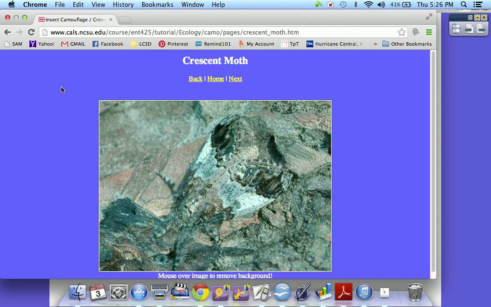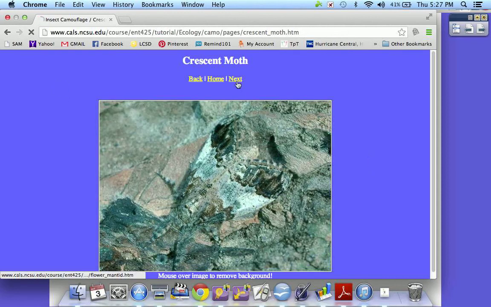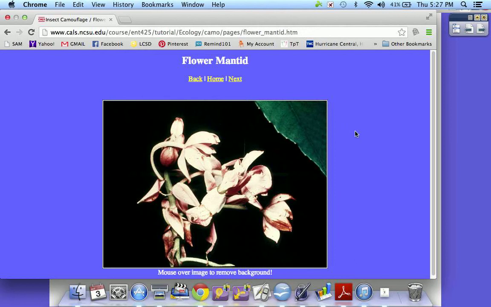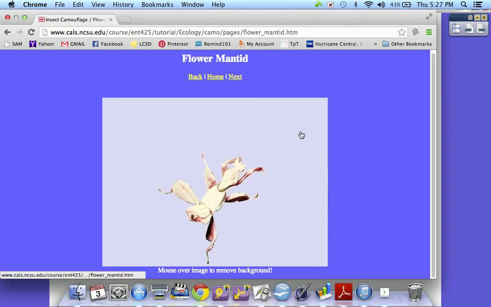The crescent moth. The crescent moth has adapted its colors in order to look like its surroundings. The flower mantid, this bug has been able to develop and adapt to the color of the flower that it feeds off of and lives on. It's right there.